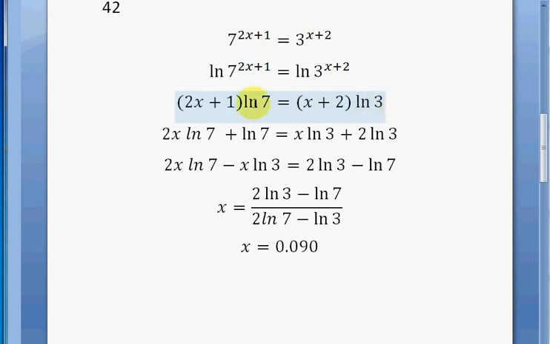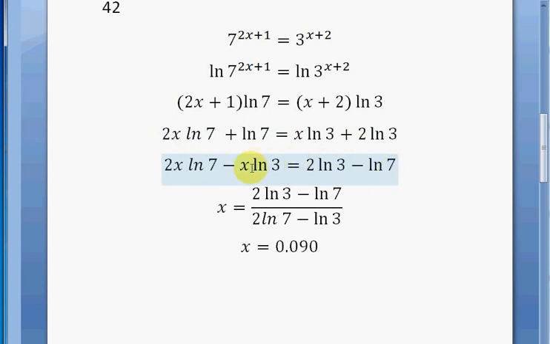Now I'm going to distribute each one of these natural logs into each one of these terms. So this is 2x times natural log of 7 and 1 times natural log of 7, which is just natural log of 7. This is x times natural log of 3 and 2 times natural log of 3. Now I have a very linear equation. These natural logs look ugly, but they're just constants, so treat them as such. I have two variable terms, one on this side and one on this side, so I'm going to bring them to the left-hand side. I'm going to get 2x natural log of 7 minus x natural log of 3 equals 2 natural log of 3 minus natural log of 7.